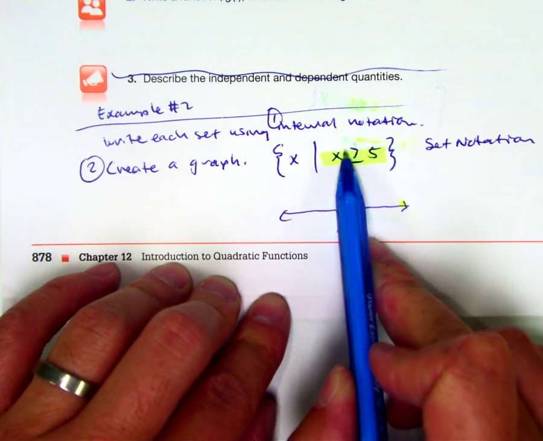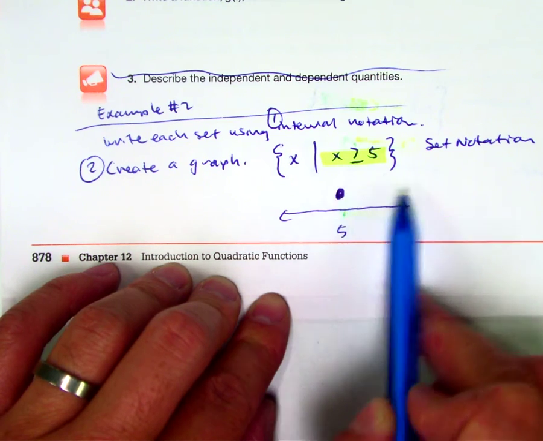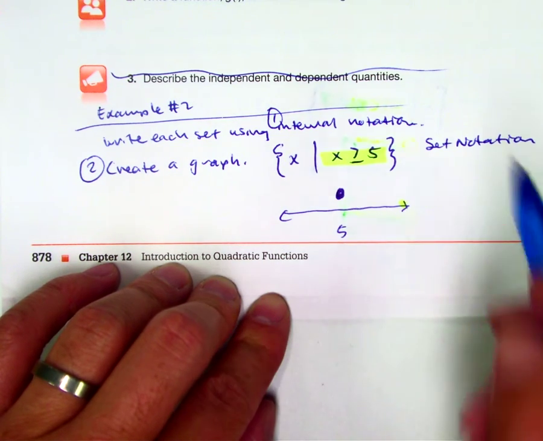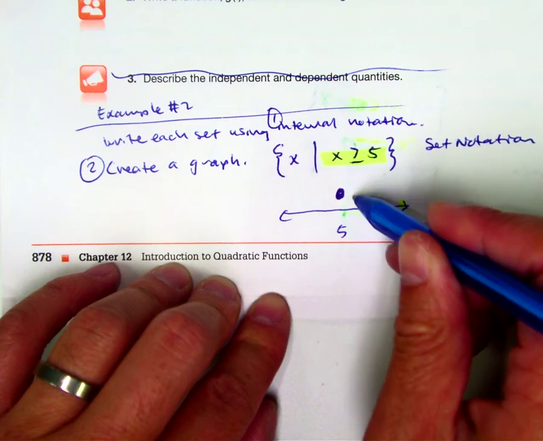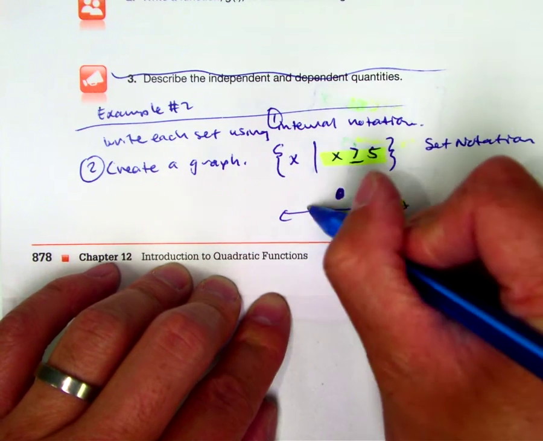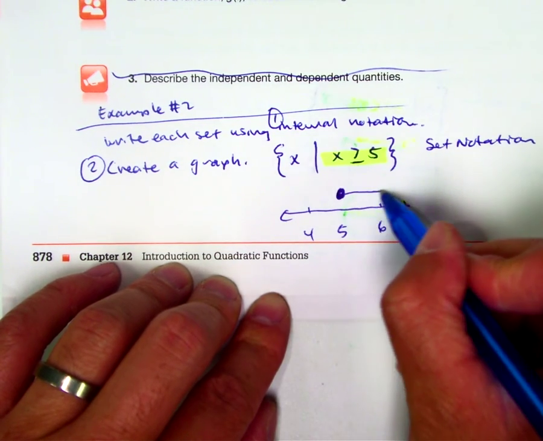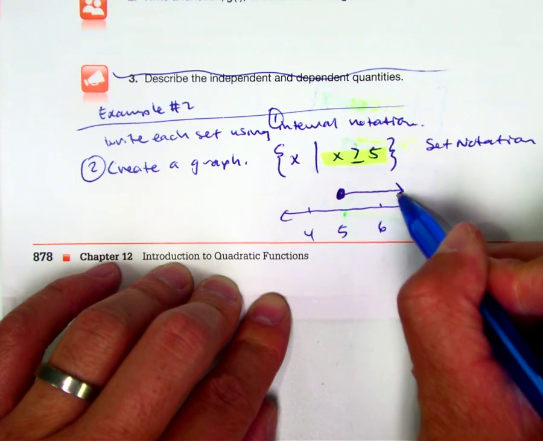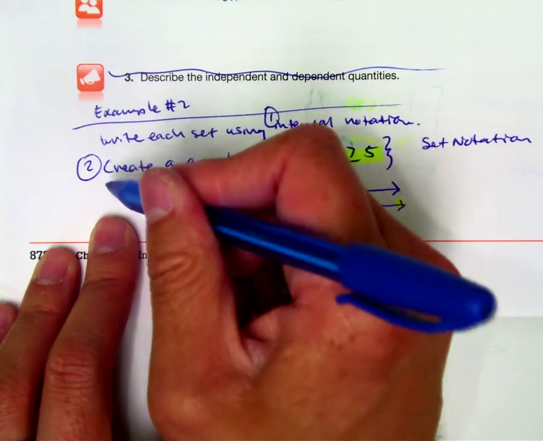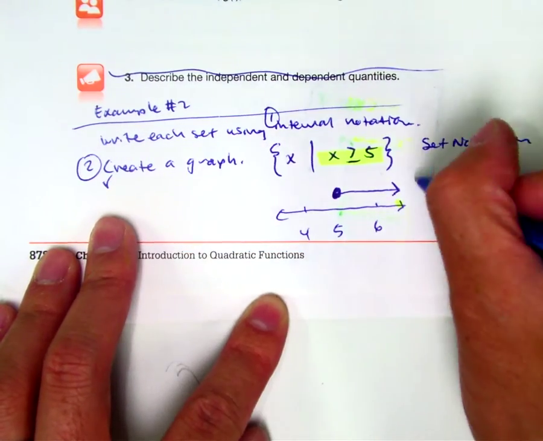Class, where are numbers that are bigger than or equal to 5? Is that to the right or to the left? Numbers that are bigger than 5 are like 6. So go towards the right. So this is a graph in inequalities.